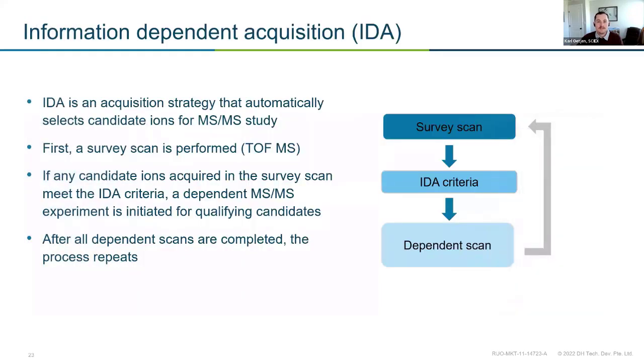So what is information-dependent acquisition? Essentially, we're giving our instrument some sort of criteria that must be met for something to happen. So we've done our survey scan and we're saying, hey, this criteria must be met, whether it be a neutral loss, but 99% of the time it's going to be an intensity value. If that intensity value is met, we're going to do an MSMS experiment on those ions.